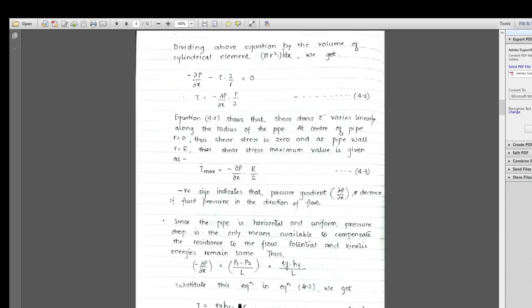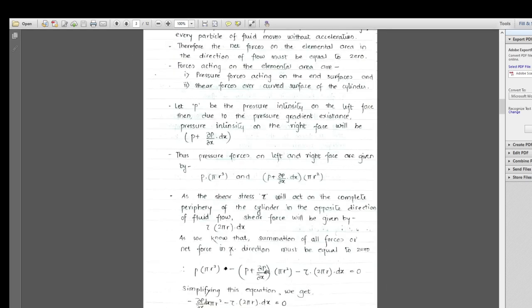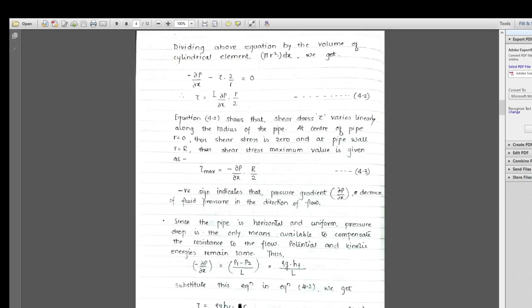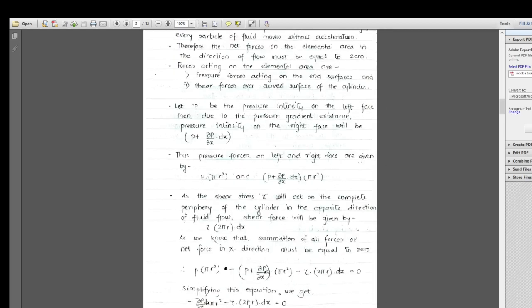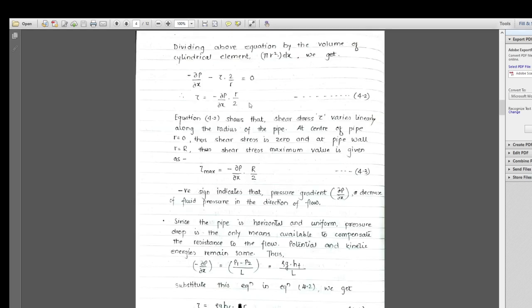Now dividing the above equation by the volume of the cylindrical element, that is pi r square into dx, we will get only minus ∂P/∂x from the first term. Now pi r will get cancelled, dx will get cancelled. What will be remaining? 2 tau divided by r is equal to 0.